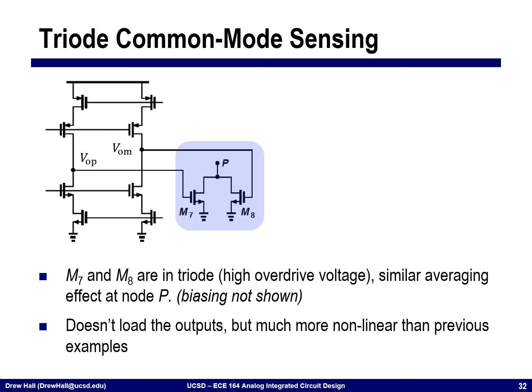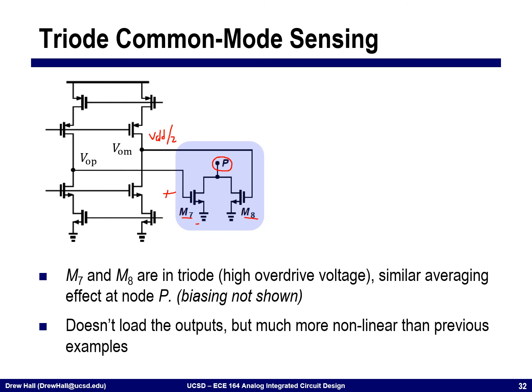Another technique is using transistors themselves, but putting them in triode. Okay, and so in this example here, M7 and M8 are transistors with very high overdrive voltage. You can imagine that this node is approximately VDD over 2, and so VGS for M7 and M8 is very large. It's also VDD over 2, and so they have very high overdrive voltage. Okay? Essentially what we're doing is we're using M7 and M8 in triode in order to calculate or average the voltage here at P. Okay?